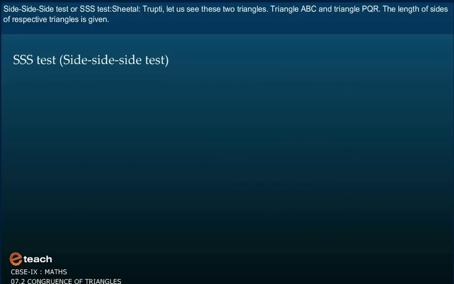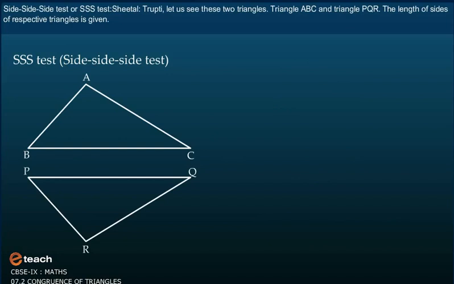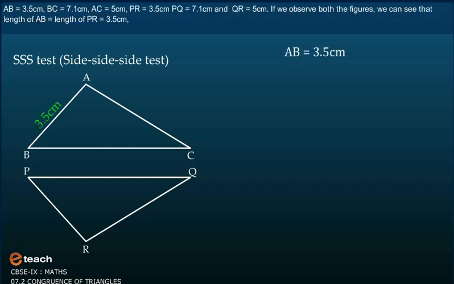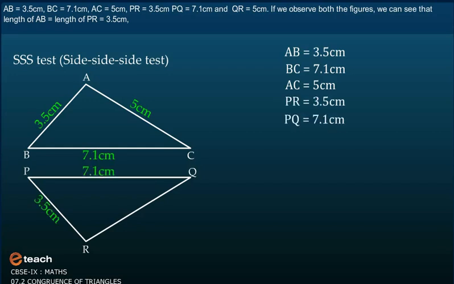Side test or SSS test. Sheetal says, Tripti, let us see these two triangles, triangle ABC and triangle PQR. The lengths of sides of the respective triangles are given. AB is equal to 3.5 cm, BC is equal to 7.1 cm, AC is equal to 5 cm, PR is equal to 3.5 cm, PQ is equal to 7.1 cm and QR is equal to 5 cm.